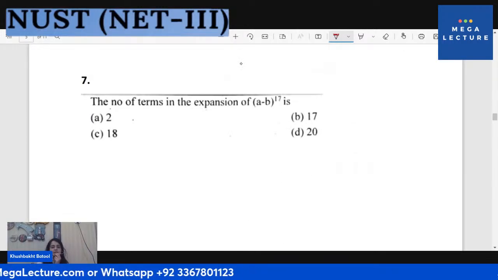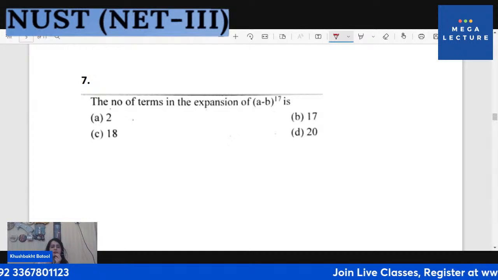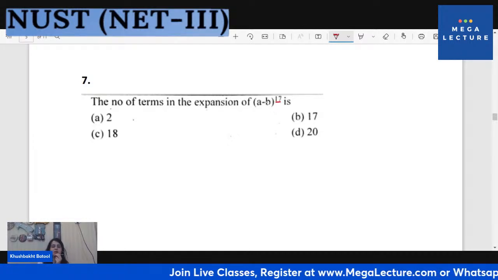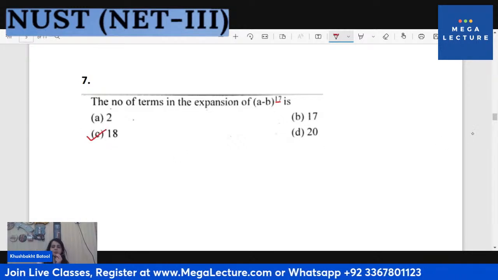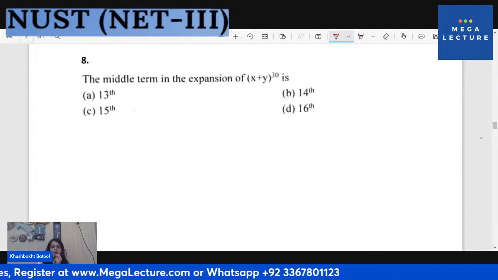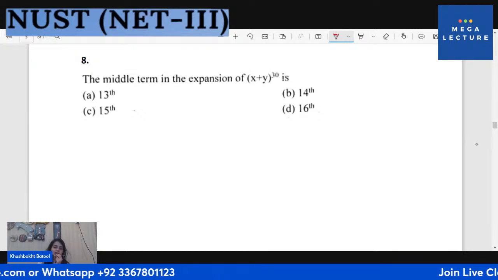Okay, now it says the number of terms in the expansion of (a minus b) power 17. So whatever the number is, the number of terms is one more than that, so it is going to be 18. All right. The middle term in the expansion of (x plus y) power 30.